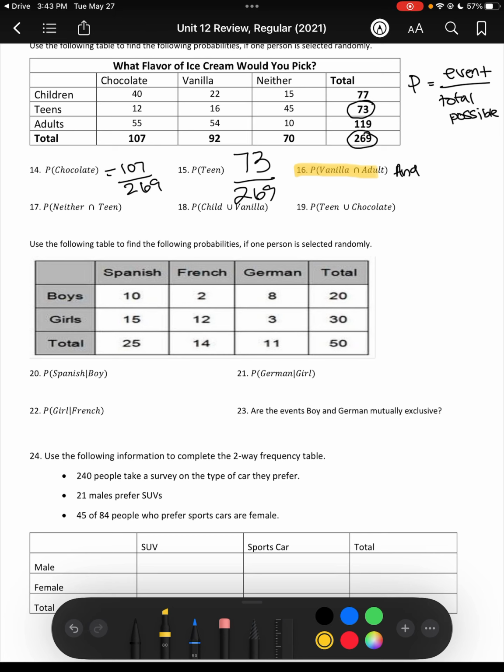So I'm looking at vanilla, and I'm looking at adults, and right here where they cross is the number of ways that I can get an adult who likes vanilla ice cream. But I'm still choosing out of the entire group, so this is 54 out of 269.